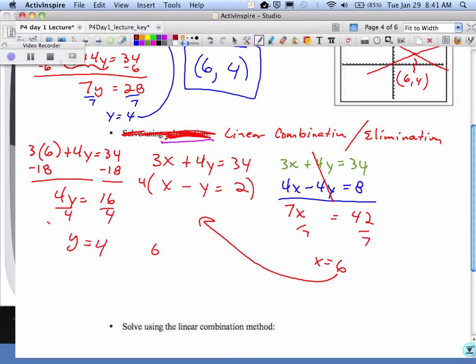I prefer to get them the same. So I teach it more of a linear combination because you're just squishing them together. And that's where some people do call this the elimination method because you eliminated your y's at the very beginning. Okay?